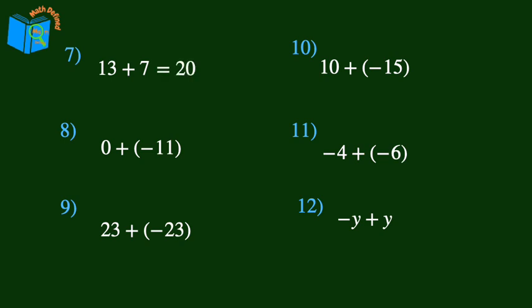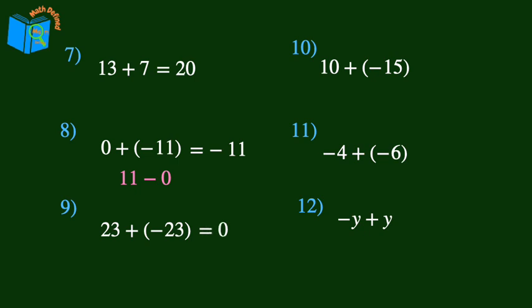Next, we have 0 plus -11. The signs are different, so we subtract and keep the sign of the larger absolute value. 11 minus 0 is 11, and since -11 has the larger absolute value, 0 plus -11 results in -11. Problem number 9 has a pair of opposites, positive 23 and -23. Adding a pair of opposites always results in 0.